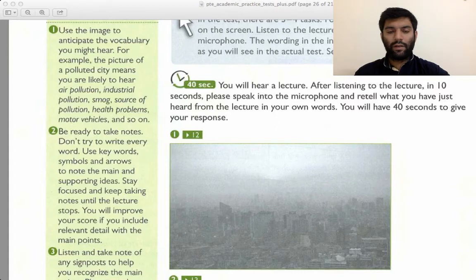Now as you can hear from the lecture, the lecture is talking about air pollution. So the important points you'll note down are the air pollution in the early 1950s, what were the reasons for it, what had to be done to curb it, and what are the reasons for air pollution now. That is how you will note down these important points and then say it in 40 seconds. So basically I'll retell the lecture in this way.